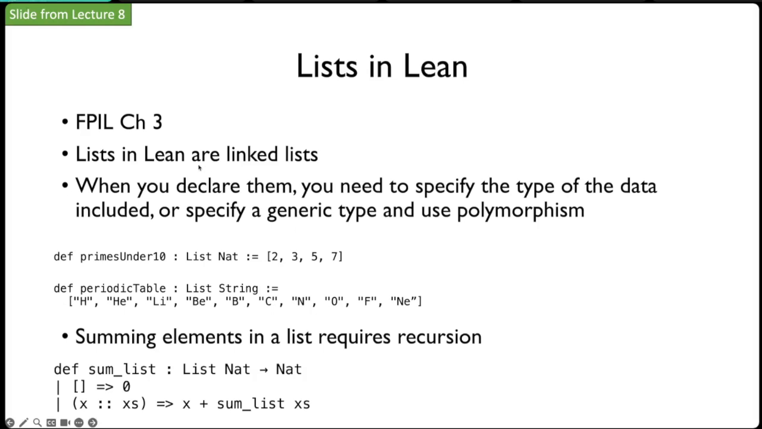And from last time, at the very end, we were talking about lists. When you declare lists, you need to specify the type of the data included, or you can specify a generic type and use polymorphism. So we illustrated some of those cases. And then finally, we showed that if you combine this idea of a list along with recursion, then we can add up all of the elements of the list. And this is where we stopped. I wanted to pick up on this because I didn't explain this example as well as I should have. So that is where we're heading off to.